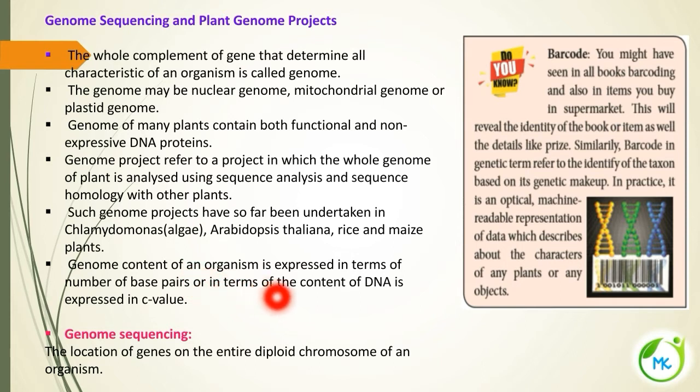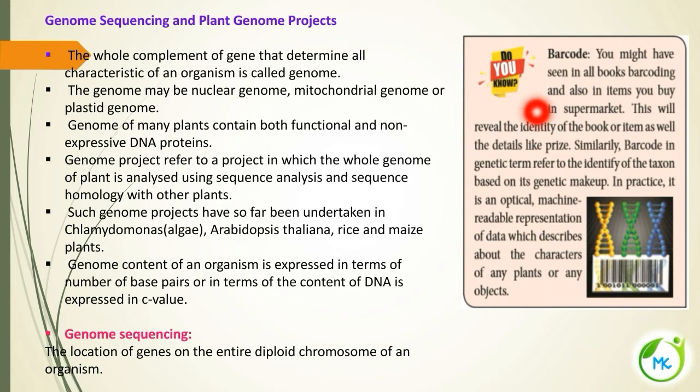And the genome content, okay, so when we are analyzing the genome, how is it expressed? This is expressed in terms of base pairs, or the content of the DNA is expressed as a C value. So how can you define genome sequencing? The location of genes on the entire diploid chromosome of an organism is called genome sequencing.